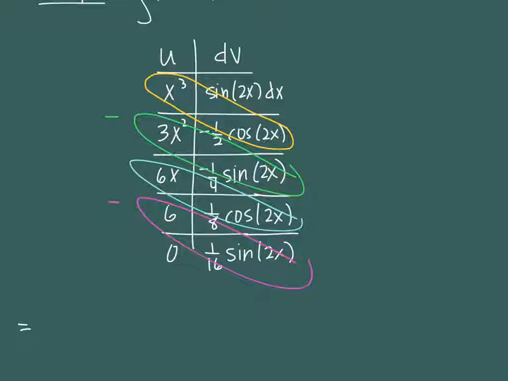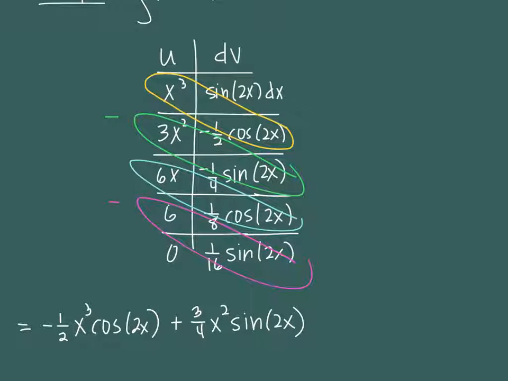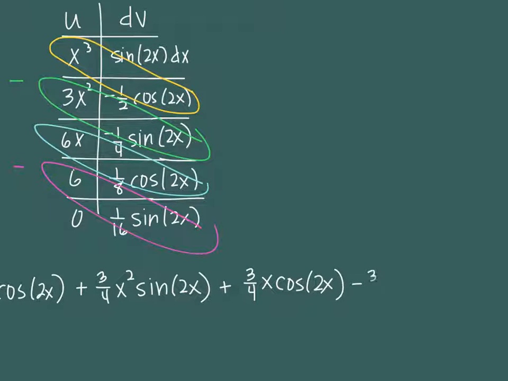So what happens when you combine the first two? Do you have a positive or a negative term? Negative. So it should be negative 1/2 x to the third cos 2x. Now the next two, the green combination, even though it's a subtraction, there's already a negative there, so that one ends up as positive 3/4 x squared sine 2x. The next one's also positive 3/4 x cos 2x. And the last one is 3/8 sine 2x with a plus c.